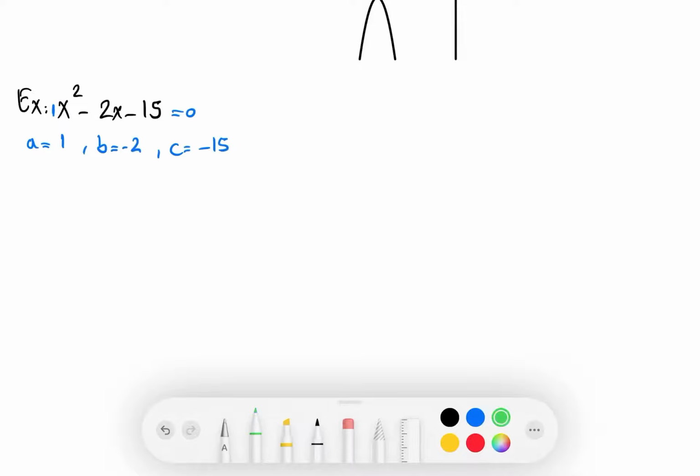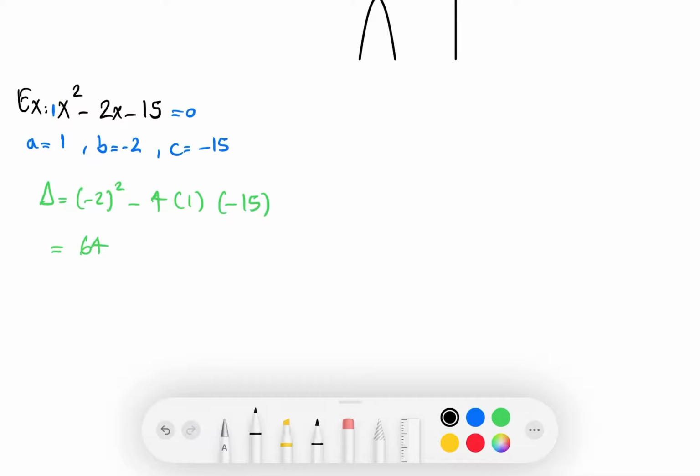All right, now I suggest going ahead and using delta from the beginning, because that allows you to find out how many solutions you have. So you basically understand whether it will be worth it to go ahead and use the quadratic formula or not. So if we use delta over here, we're going to have negative 2 to the power of 2 minus 4 times 1 times negative 15. If you calculate this, you will get 64.